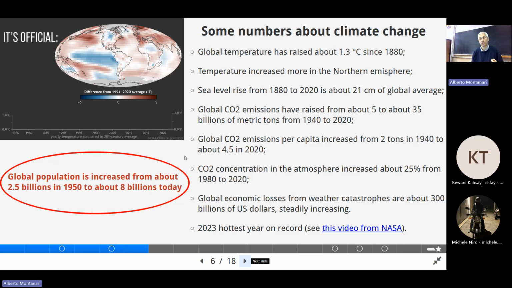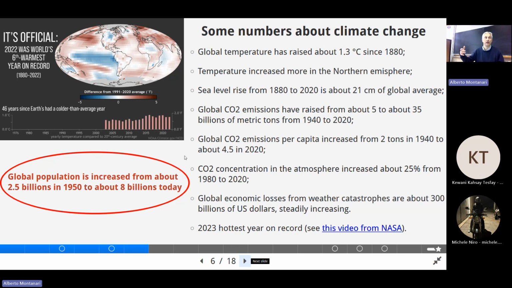So it's important that you have the idea that it is between 1 and 1.5. You don't need to remember the precise number. Or like global CO2 emissions, now about 35 billion metric tons. Just remember the order of magnitude. It's not 1, it's not 300, it's around 30.